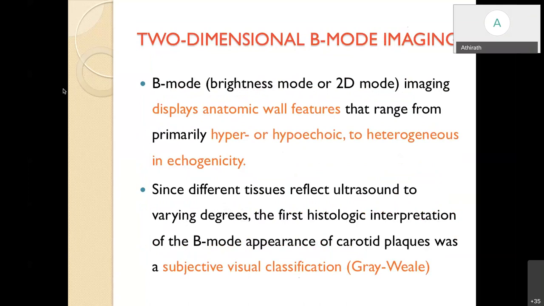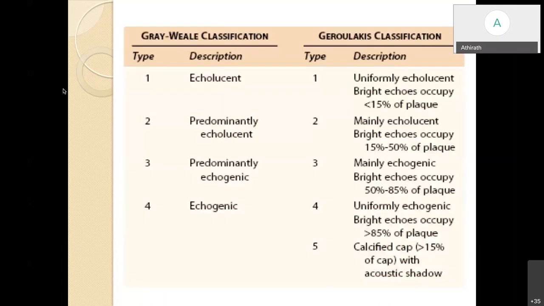Since different tissues reflect ultrasound to varying degrees, the first histologic interpretation of the B-mode appearance of carotid plaques was a subjective visual classification, which is the Gray-Weale classification. There will be four types in the Gray-Weale classification. Type one is echolucent, type two is predominantly echolucent, type three is predominantly echogenic, and type four is echogenic. Basically this echolucent or echogenic appearance will depend on the composition of the plaque.